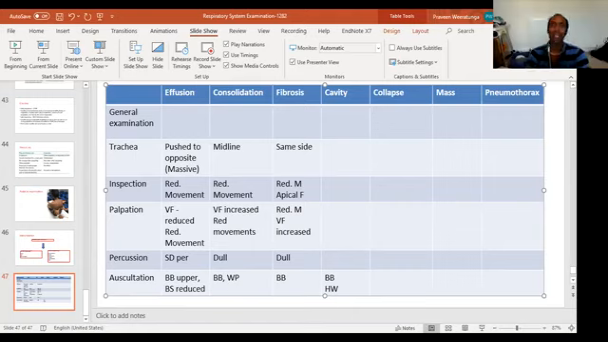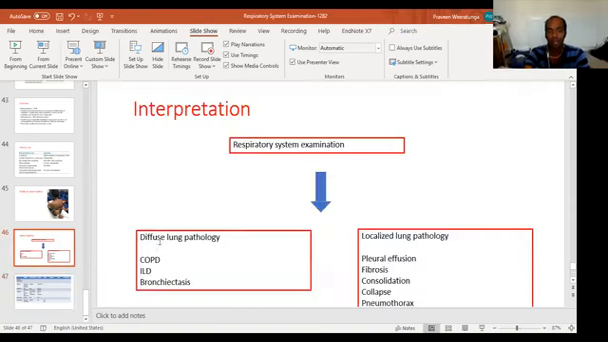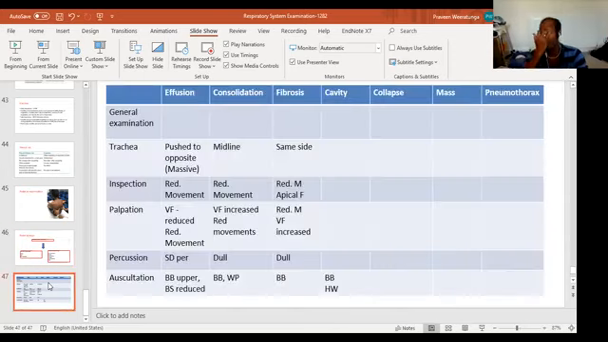Okay children, these are the cases you will be given in the exam: effusion, consolidation, fibrosis, cavity, and also the other ones that we described: COPD, ILD, bronchitis. And these are not only for the exam. Commonly what you see in clinical practice are also these pathologies.